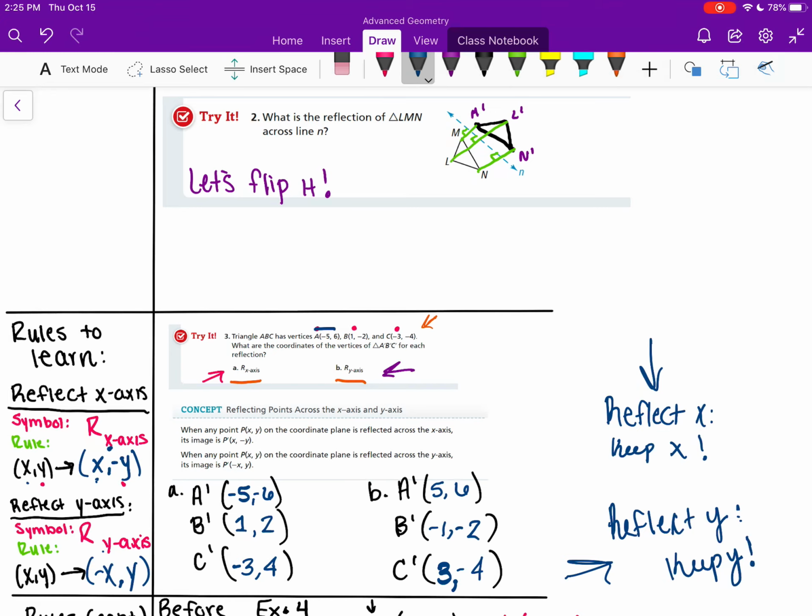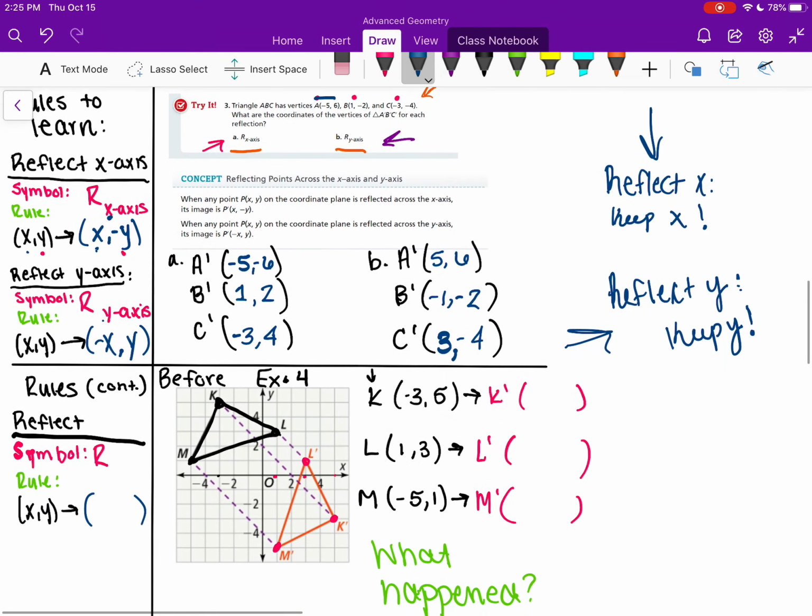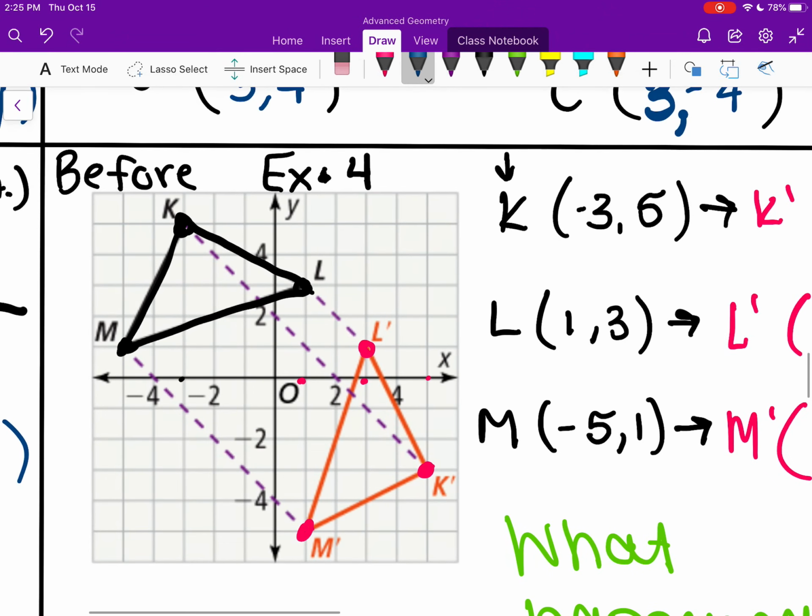Now there's some other things we can flip and reflect our graphs on that aren't the x or y axis. Sometimes we can reflect them across a certain line. So I'm going to do a little example with you that's not in your book, just to show you another rule to learn. We're going to do this before you do example 4, where triangle KML is reflected over some line to form triangle K prime, M prime, L prime.